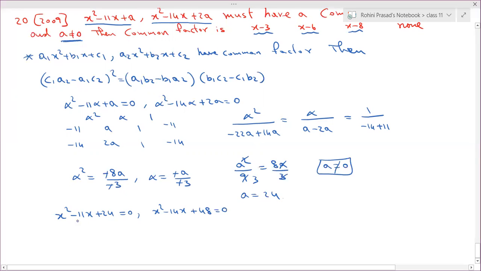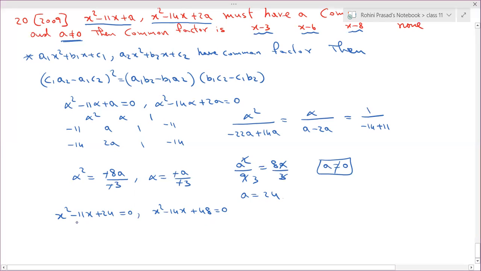So if you see that 3 elevens are 33, 3 square 9, 9 and then 24, 33. So 3 satisfies this. If 3 satisfies this also, then it's fine. This is 9, 48 and then 9, 57. And then 3 fourteens are 42. Oh, it's not satisfying. So 3 is a root for the first, but not for the second. 3 square is 9, 3 fourteens are 42, 9 plus 48 is 57, but it is not matching.